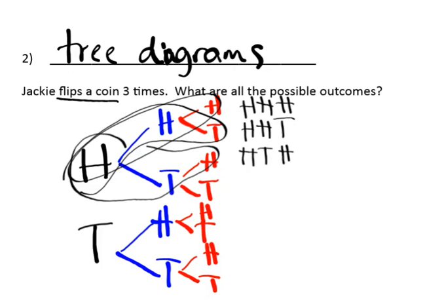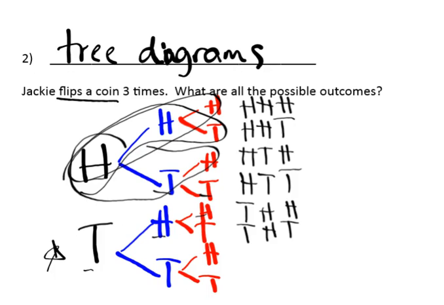That's getting kind of ugly, so I'm going to stop drawing that. Heads, tails, tails. Those are the 4 possible outcomes of getting heads first. If she gets tails first, she could get tails, heads, heads. Or she could get tails, heads, tails. She could get tails, tails, heads. Or tails, tails, tails.